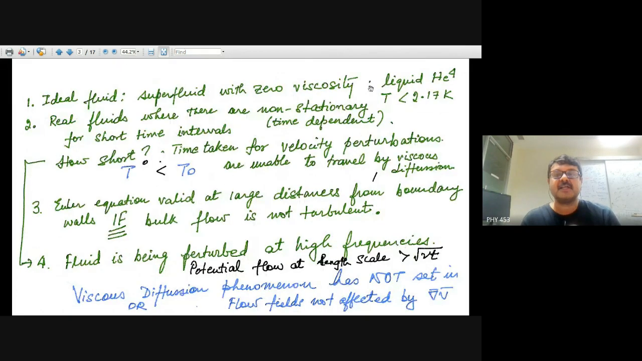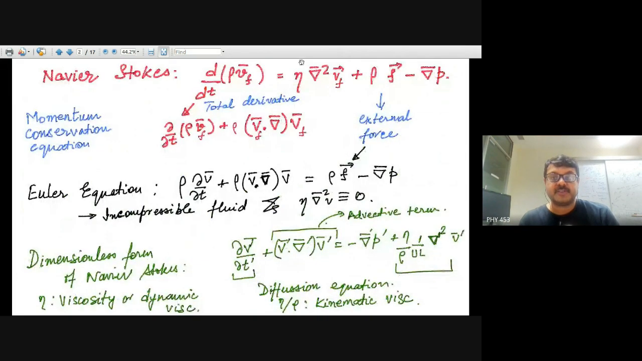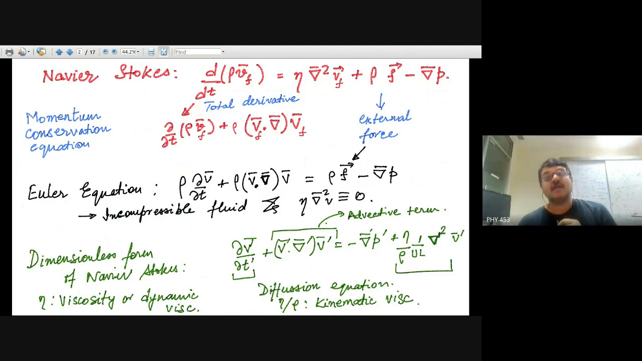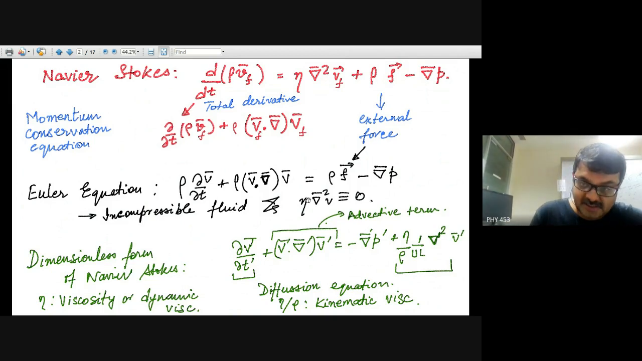But even then, for Euler flow, we're going to drop this term. We're going to say that eta grad square V is equivalent to 0, right? I said the word equivalent to, because real fluids always have a finite viscosity, except for superfluids. So we're going to discuss when making this approximation is a valid approximation, and under what cases we shall study it.